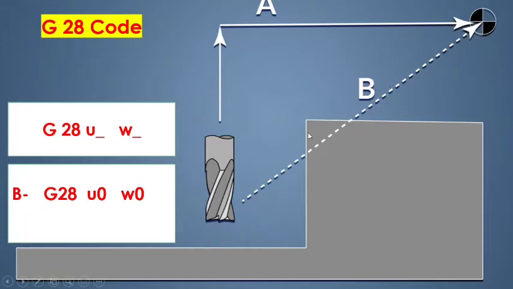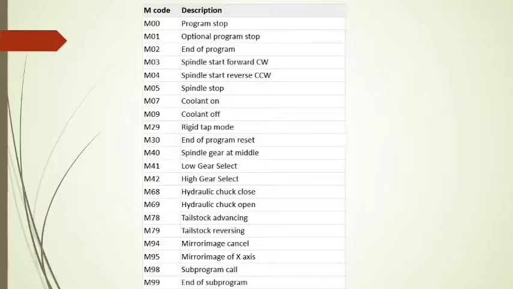Here this can be avoided by using G28 U50 and W0. Here U50 indicates tool to go at this specific position and tool will be taken to home position through this intermediate position, because G28 indicates tool to go to the tool 0 position and U50 W0 indicates tool should be taken to this intermediate position. Here we can see the different miscellaneous codes which are used for CNC lathe operation.